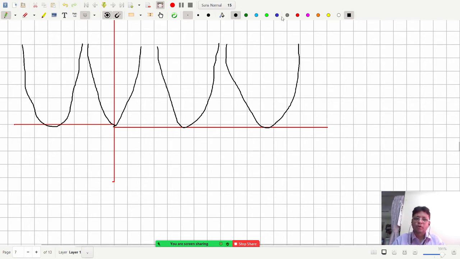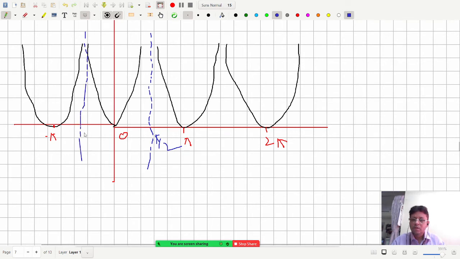This is your mod tan x, and this is your 0, this is your pi, this is your 2 pi, and this is your minus pi. In between you have this is your pi by 2, and this is your minus pi by 2.